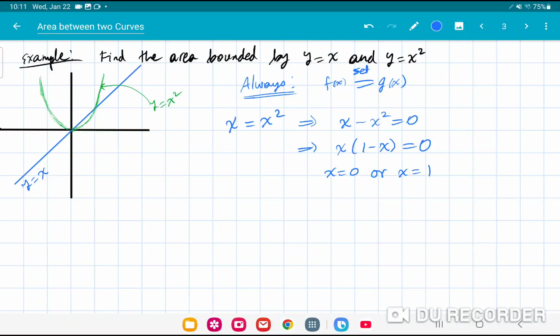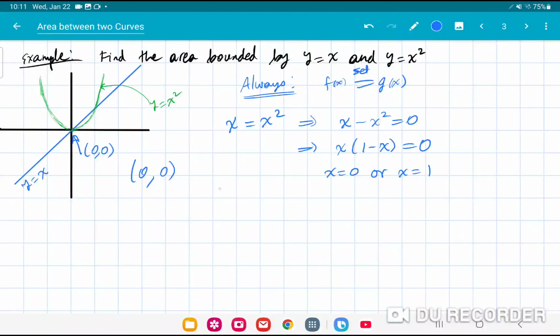So we have two intersection points. One of them is when x is 0. You can stick that into one of these two functions. It doesn't matter which one. Okay, stick 0 in. The y value is 0. So that's the intersection point, 0, comma 0.